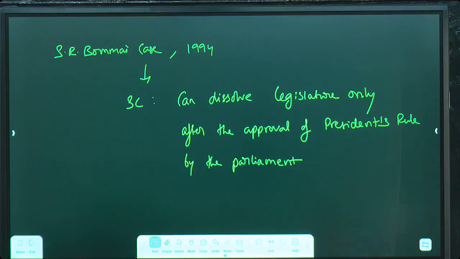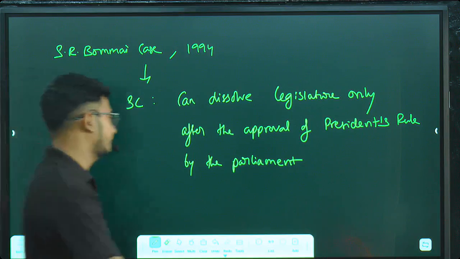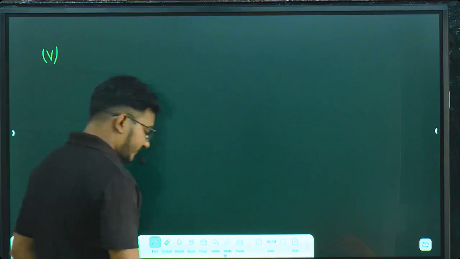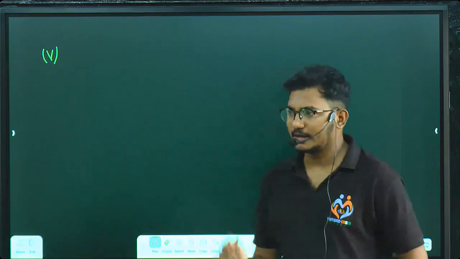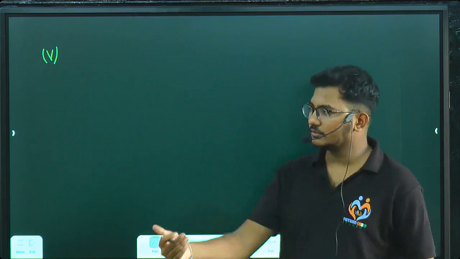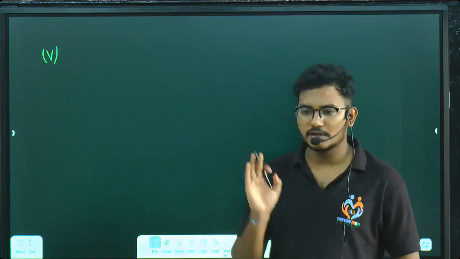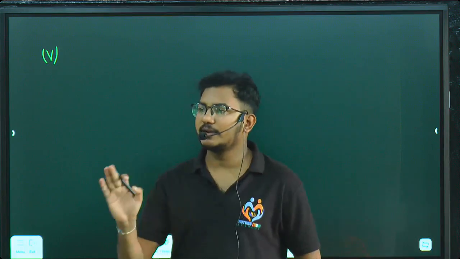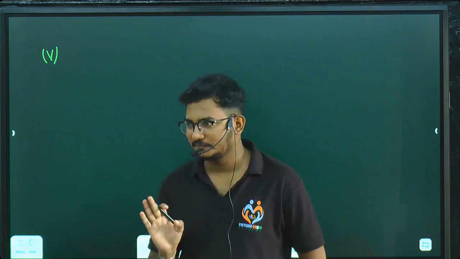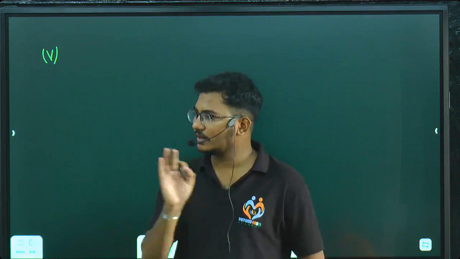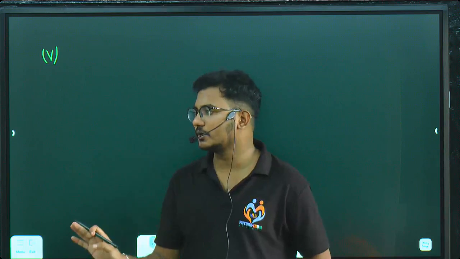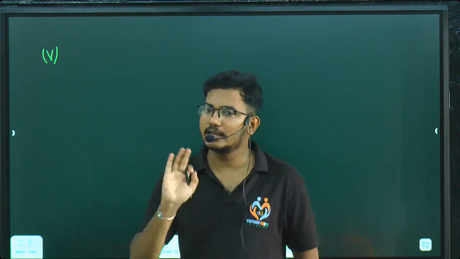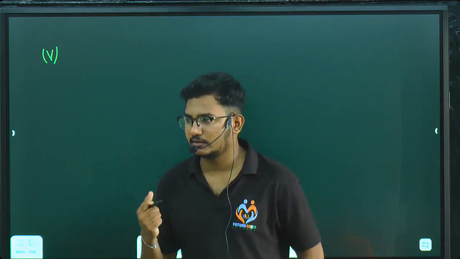Done? Okay. So we have seen the fifth one. See, let's say there is a party. It came into power because of a coalition. Later, once it came into power, the governor felt that now it doesn't have any majority. The parties which supported this party before are now not supporting it anymore. Who felt this? The governor.